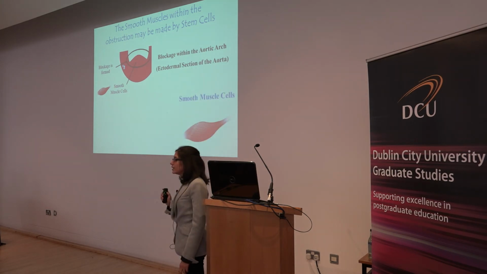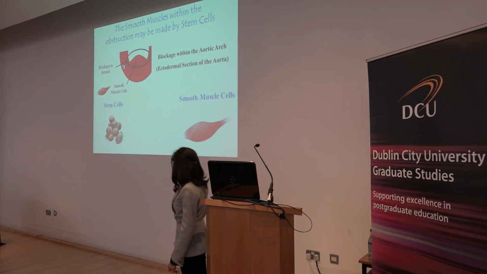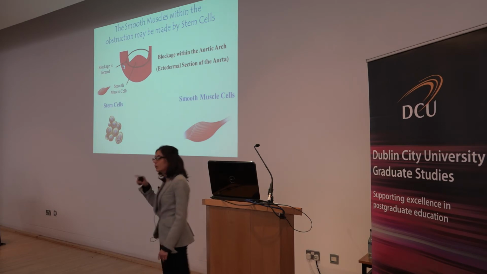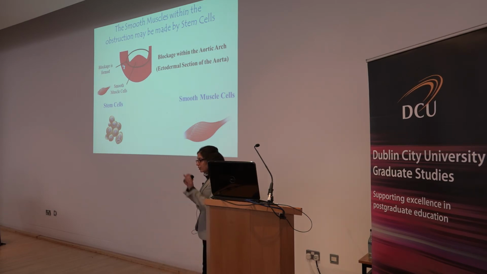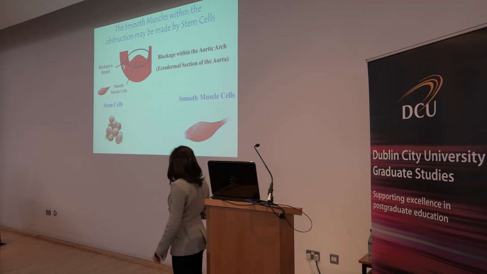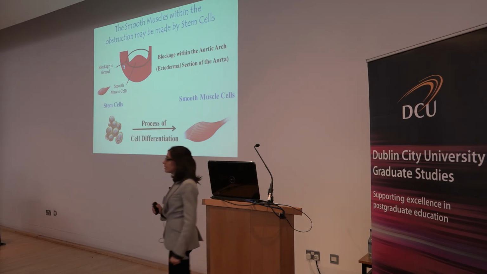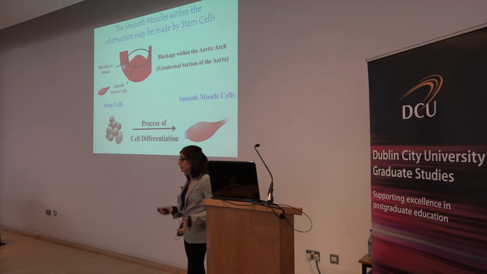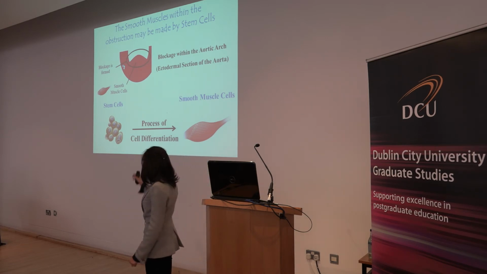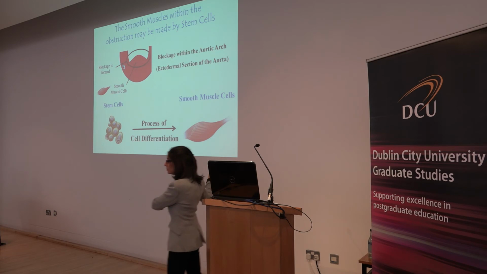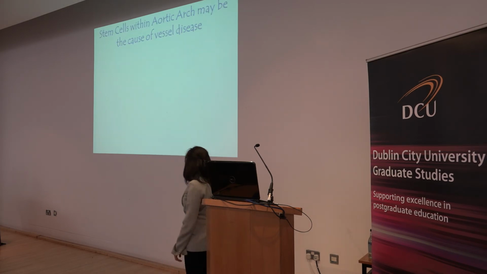We believe that these smooth muscle cells come from stem cells. Those stem cells, the blue dots you can see there, were scattered within that wall. And this process from the stem cell to smooth muscle cells is called cell differentiation. That's the technical term for it. It's basically stem cells becoming smooth muscle cells.